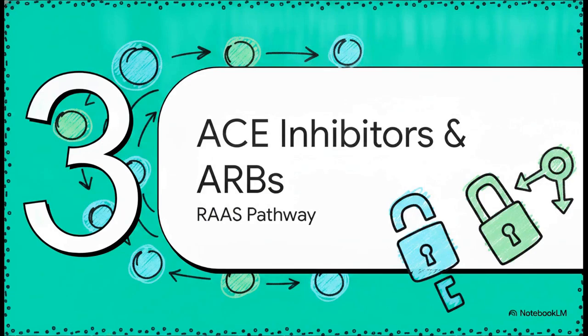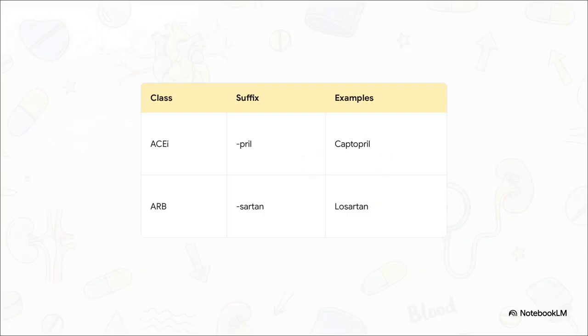Moving right along to Section 3, ACE inhibitors and ARBs. These are our first major drug categories, and they specifically target that neurohormonal RAS pathway we were just talking about. Okay, pay close attention here, because I'm going to share a massive pharmacy study hack with you. Memorizing these lists can honestly feel like a nightmare, but you just need to look at the common suffixes. For ACE inhibitors, notice how they almost all end in that distinct pril sound.